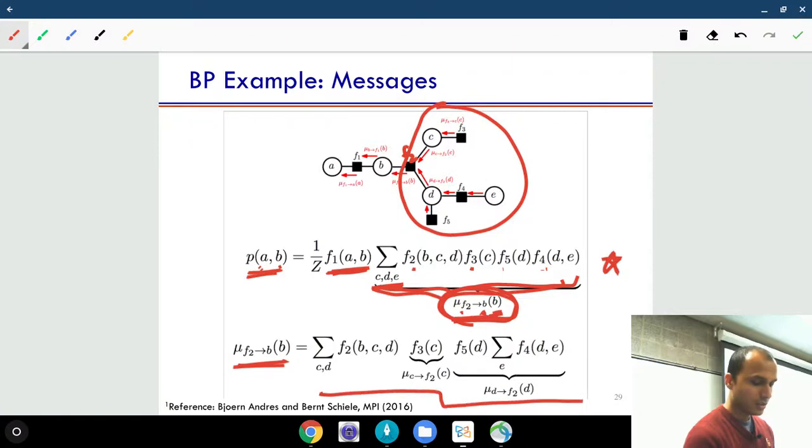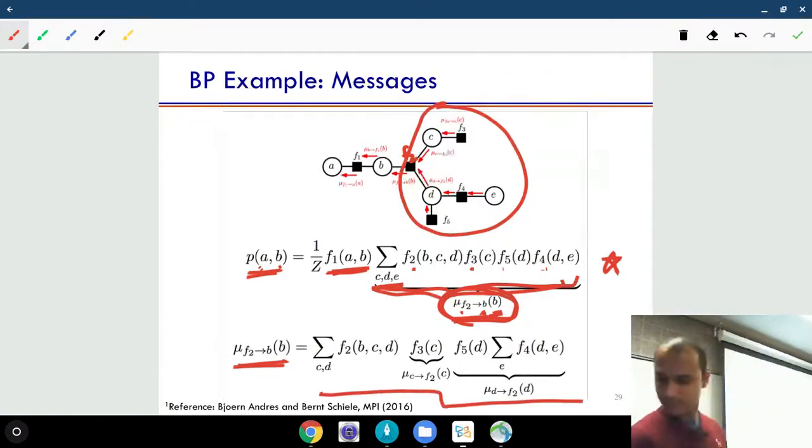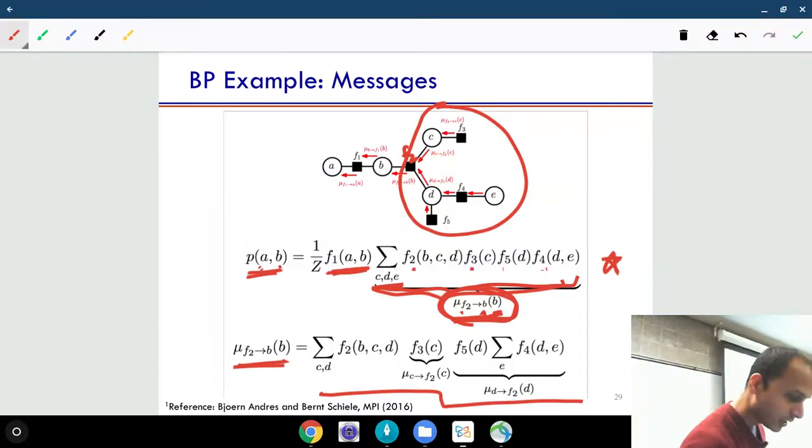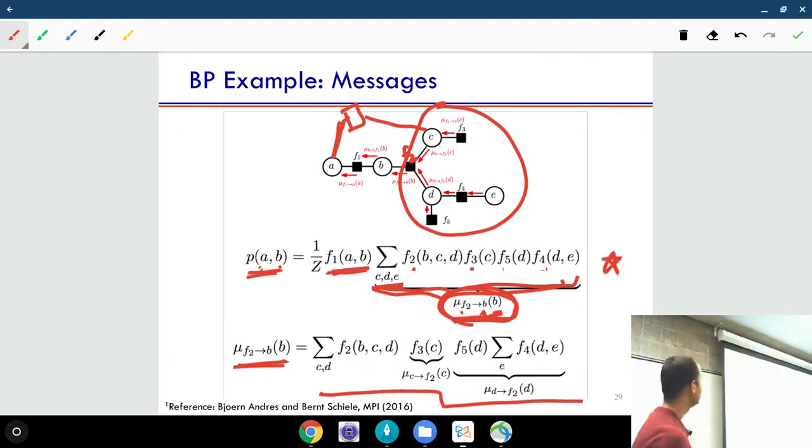In case A and C were connected by one other factor, something like this, then in that summation term we would have another factor, f6 or something.